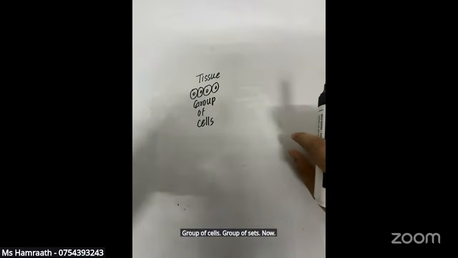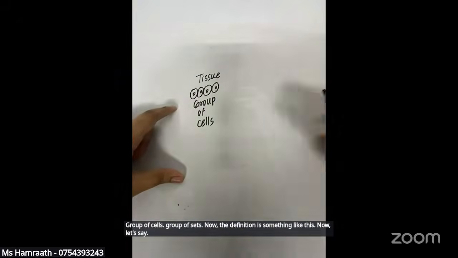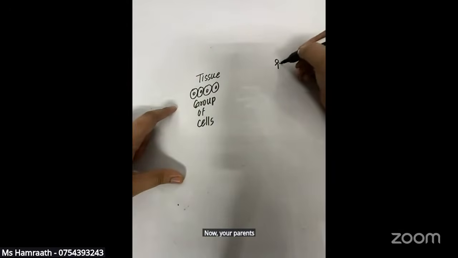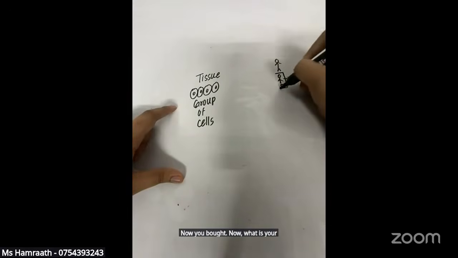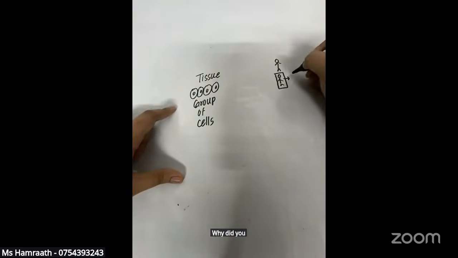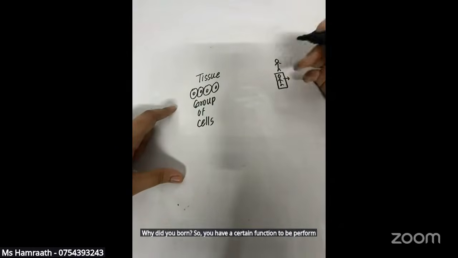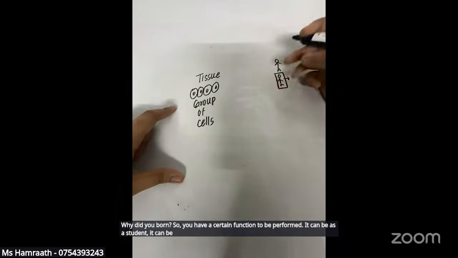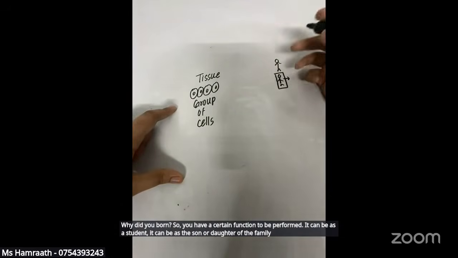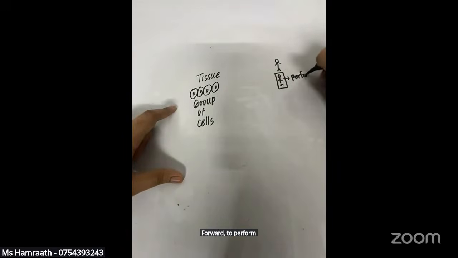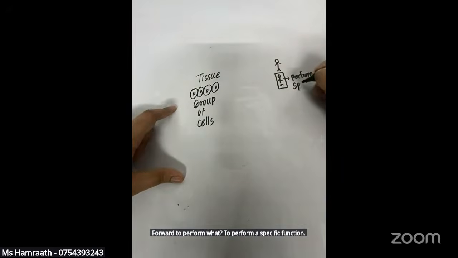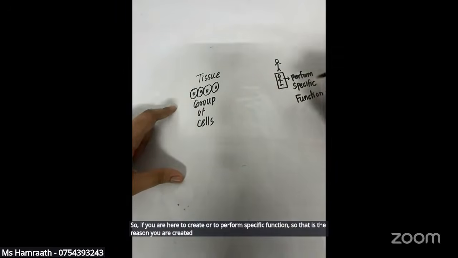Now, the definition is something like this. Let's say your parents created you. Now you are born. What is your function? Why were you born? You have a certain function to perform. It can be as a student, as the son or daughter of the family, or whatever it is. So you were born to perform a specific function. That is the reason you are created and brought to this world, right?